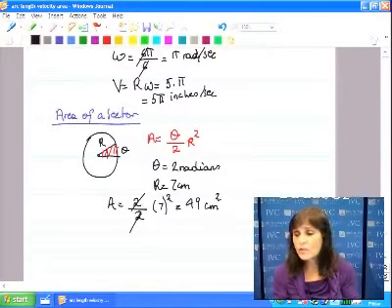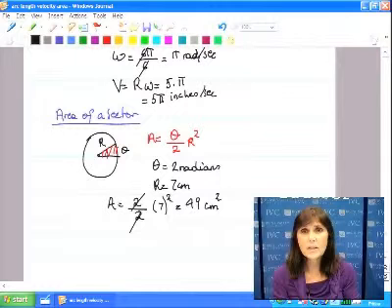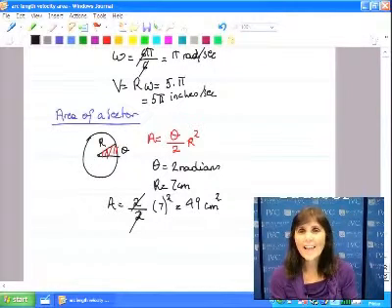So this concludes some applications of trigonometry involving wheels turning and arc length and areas and sectors and things like that.